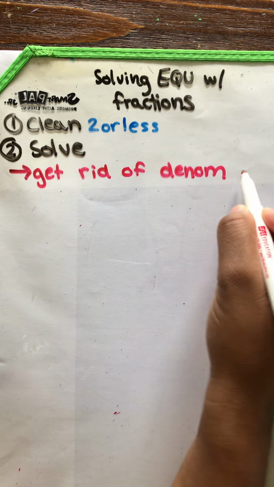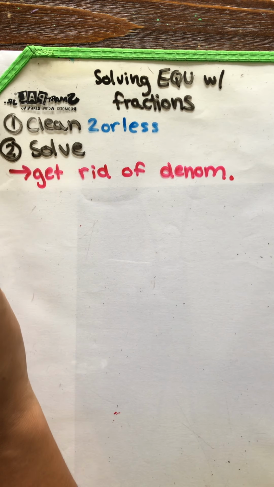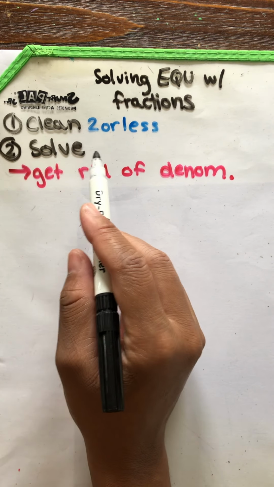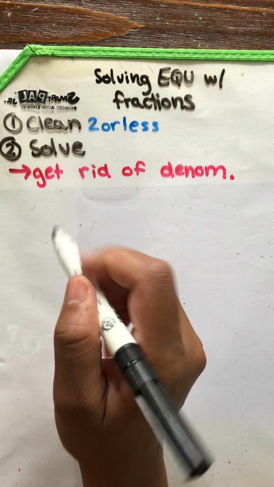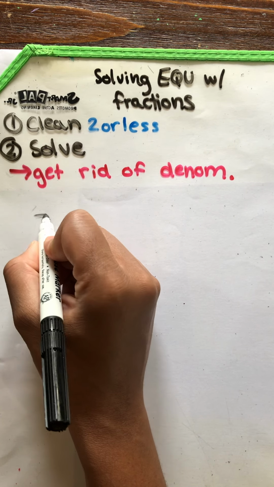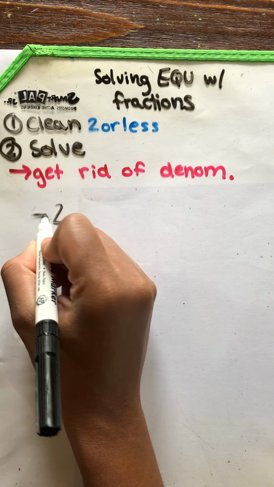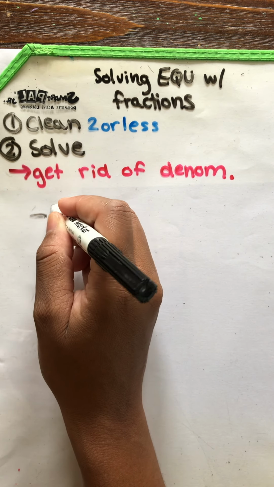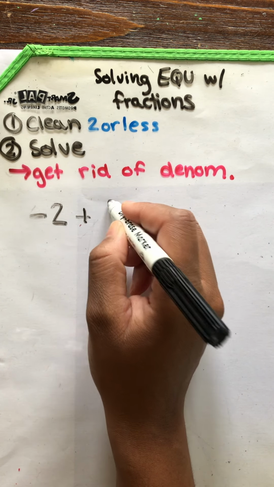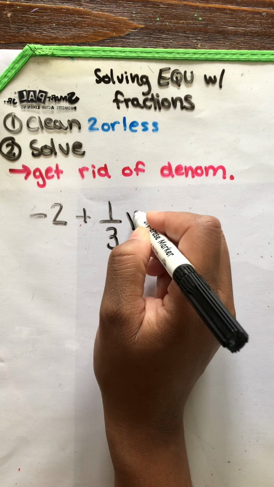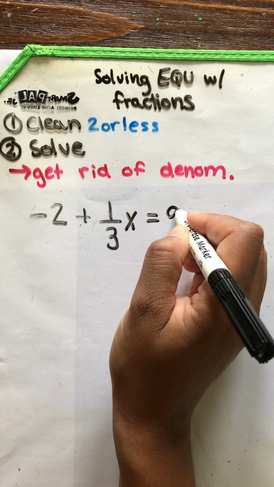And I'm going to explain that in the first problem, which is a basic one where we are not going to have to clean, we just need to solve. So for instance, if I gave you the problem -2 plus 1/3 x equals 9.